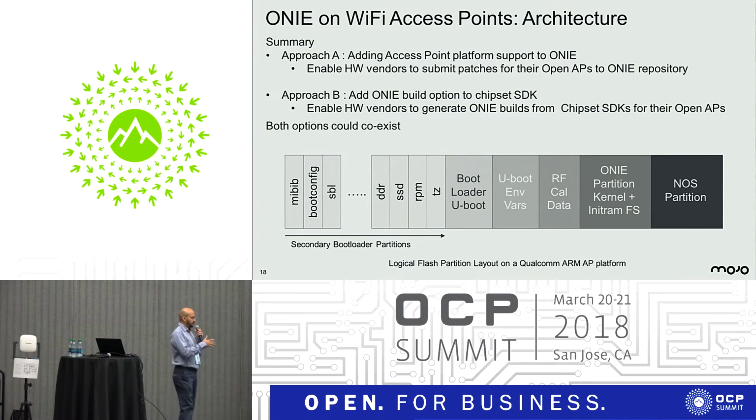So this is the flash partition layout on an access point like this. There's a bunch of secondary bootloaders which are typically proprietary. The source code for that is not available from the chipset SDK. Then there is U-Boot as a bootloader. APs also have this RF calibration data partition that you need to maintain throughout the lifetime of the AP, and it's unique to an AP. And then, of course, like we talked about earlier, there is the ONIE partition and the NOS partition.